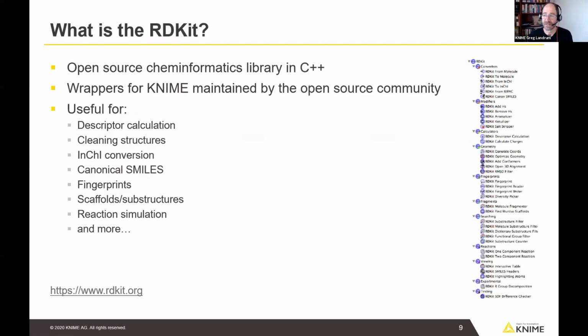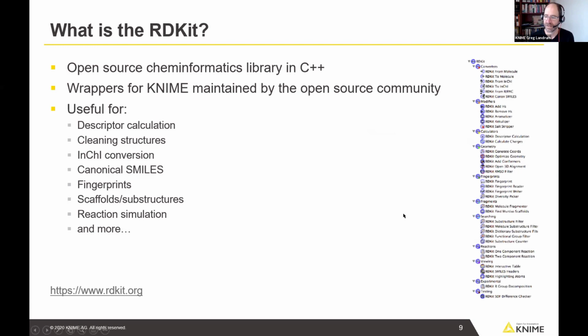We're going to be using the RDKit, so for people who don't know that, just a brief introduction to what that is. It's an open source cheminformatics library that's written in C++. You can use it from Python as well as from KNIME, obviously. The KNIME wrappers are maintained by the open source community. The primary maintainer of this is a former colleague of mine at Novartis, Manuel Schwarze.